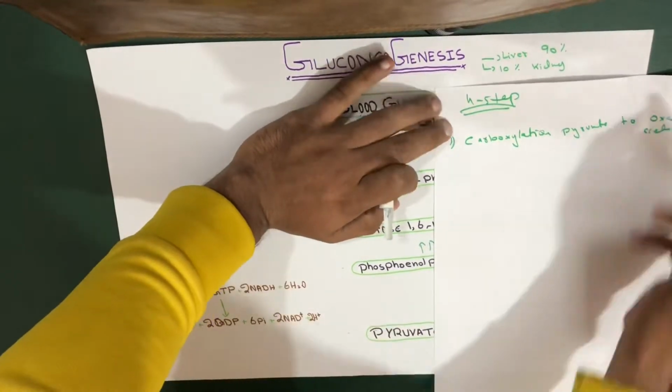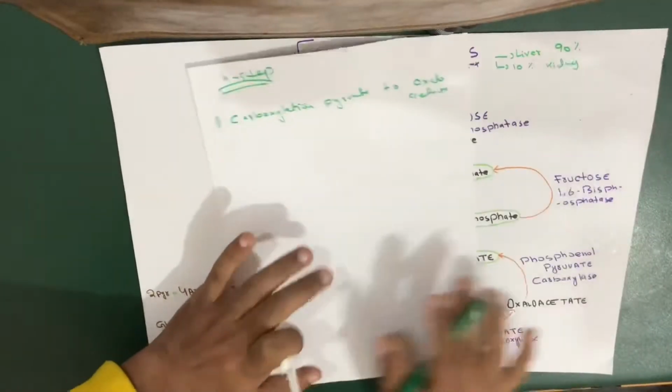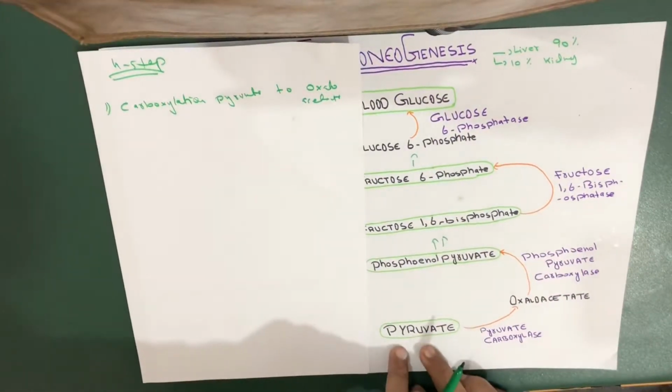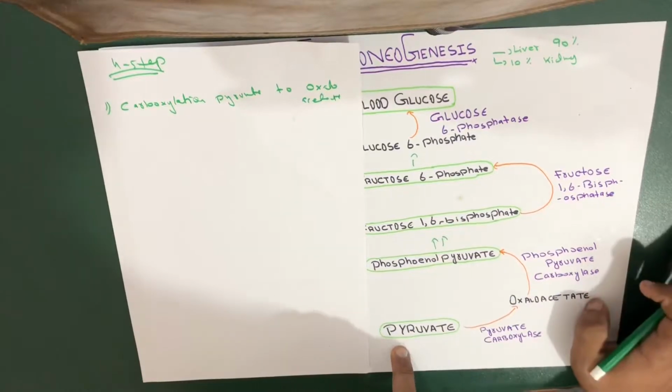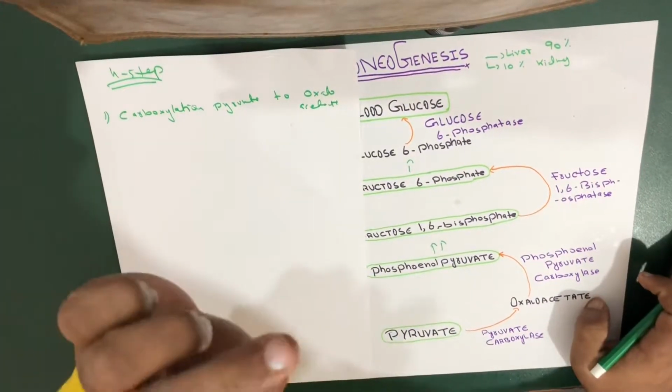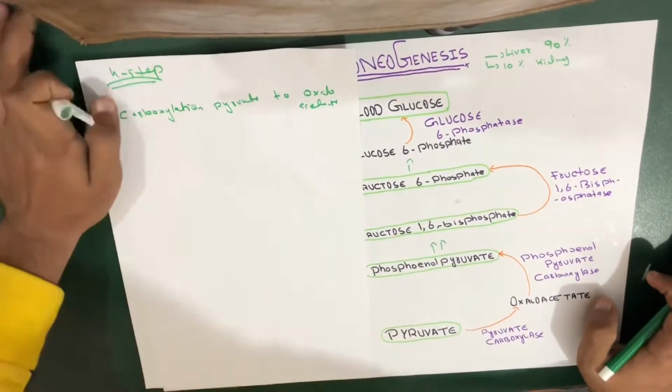Oxaloacetate. So what happens? Look at here. It's very easy. You see that? Look, this is your pyruvate molecule. First, you have to convert your pyruvate molecule into oxaloacetate. Remember this one. Clear?